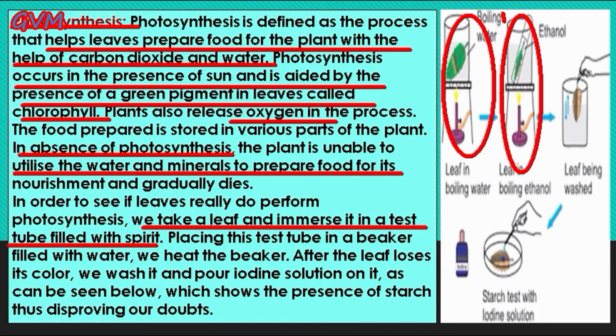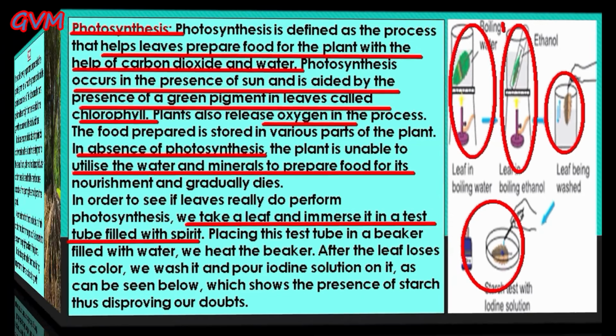Then students, after the leaf loses its color, wash it and pour iodine solution on it. Students, when you do so, you will observe that the leaf turns blue-black. Then students, it will prove that the leaf performs photosynthesis.